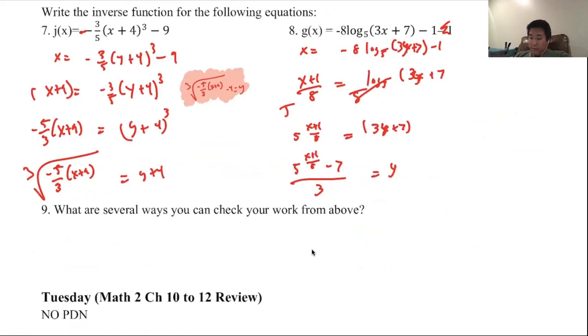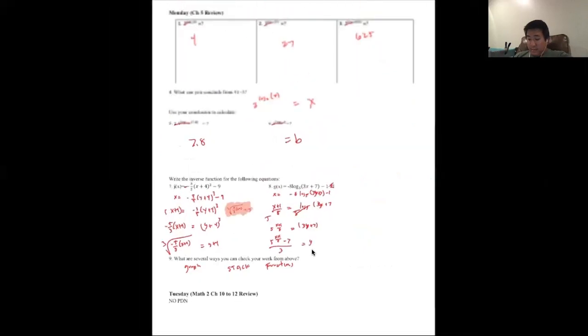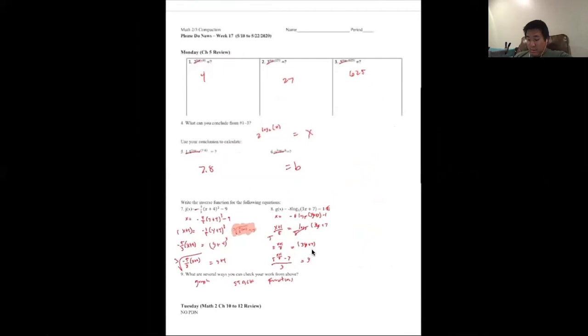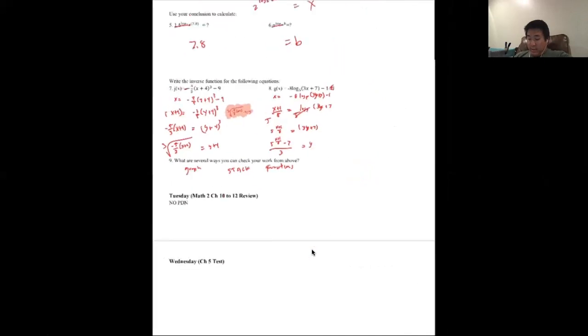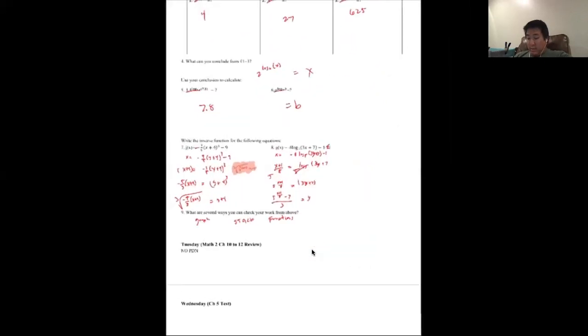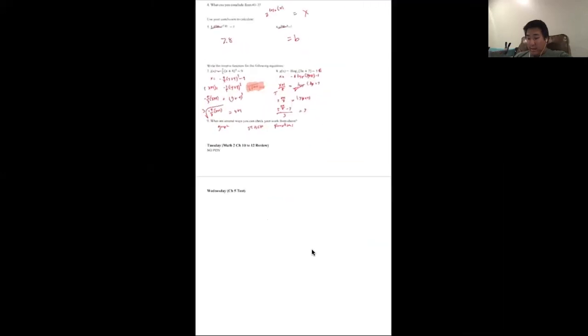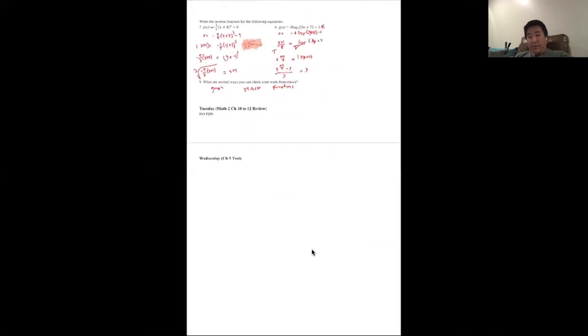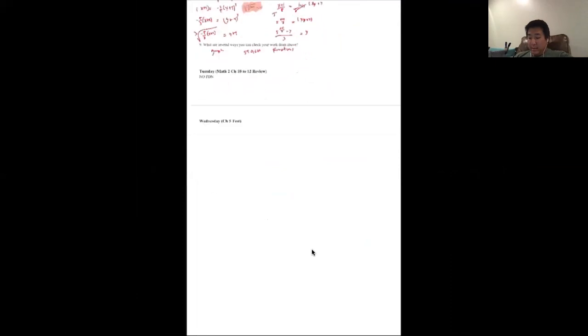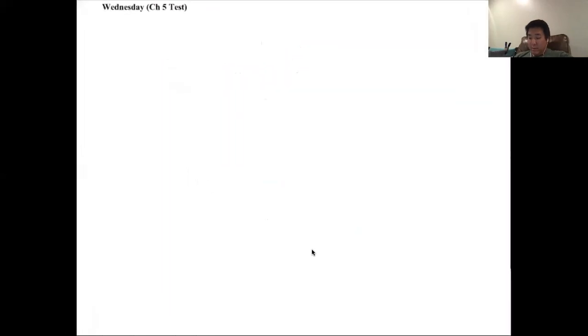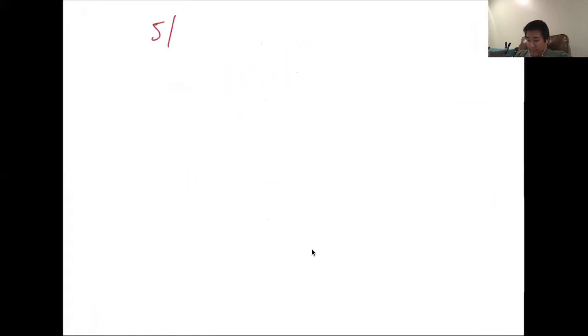What are several ways to check your work? Graph, stack functions, no PDN, and then your chest. So there's the warm-ups for all that. I haven't written your test yet, so that's why I'm not going to do the review yet, because I want to make sure I get the right review problems.